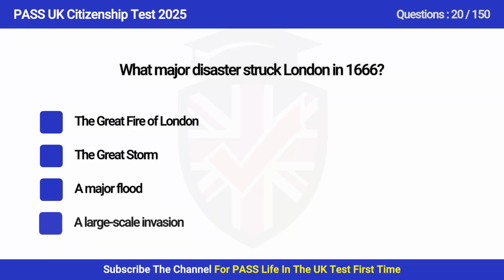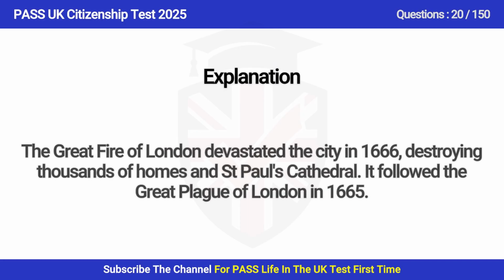Question 20. What major disaster struck London in 1666? A. The Great Fire of London, B. The Great Storm, C. A major flood, D. A large-scale invasion. Answer is A. The Great Fire of London. The Great Fire of London ravaged the city in 1666, destroying thousands of homes and St Paul's Cathedral. It followed the Great Plague of London in 1665.